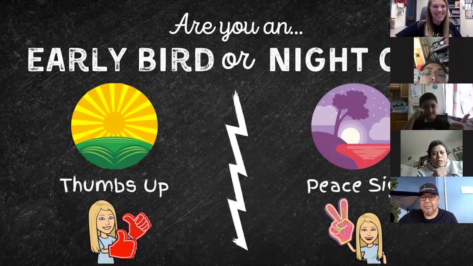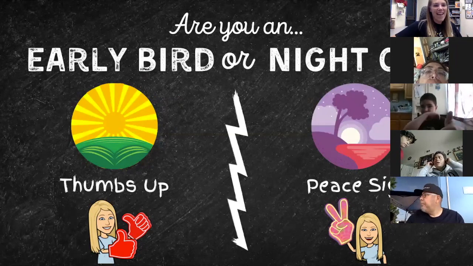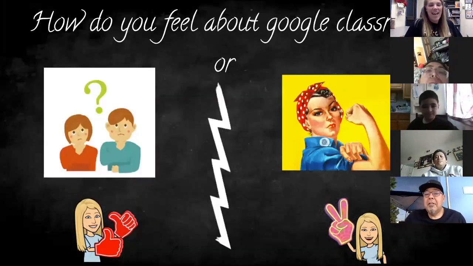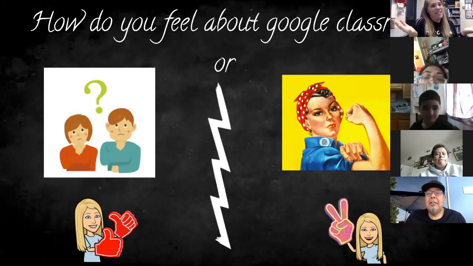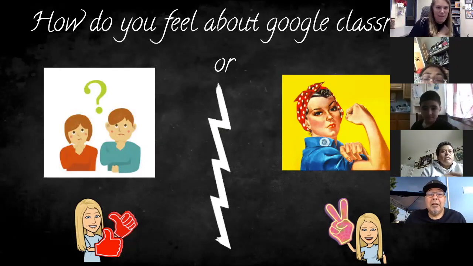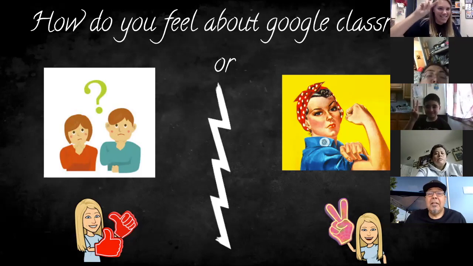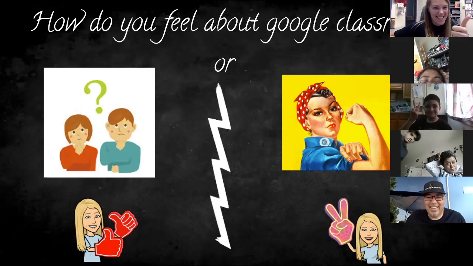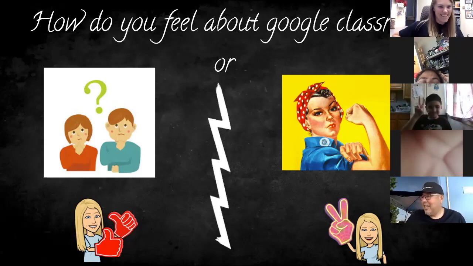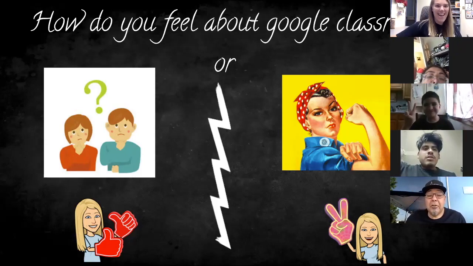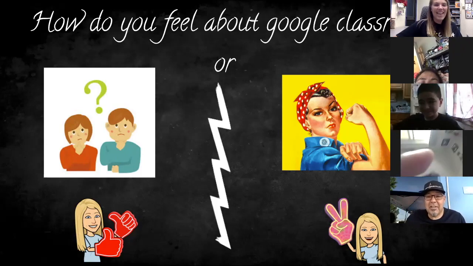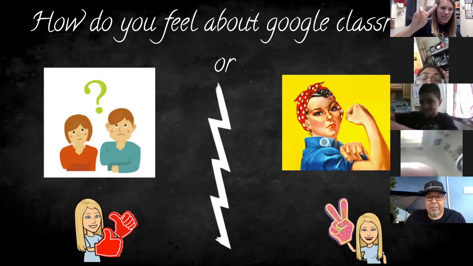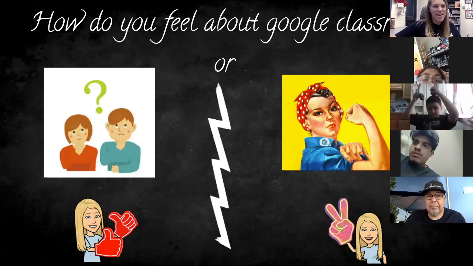Night owls. All right. And our last one here is, how are you feeling about Google Classroom? Are you, I have no idea? Give me a thumbs up, or you're like, oh yeah, I got this. Google Classroom, I'm good. Which one are you feeling? Yeah, Diego, I'm glad you're the expert here. Nice. All right, good. Well, our goal is to get you all to move to the peace sign by the end of our meeting today.